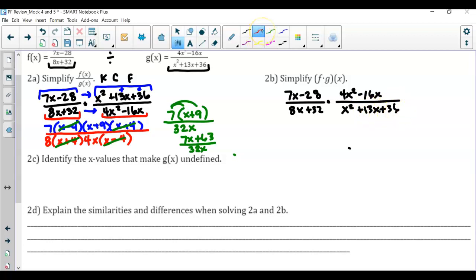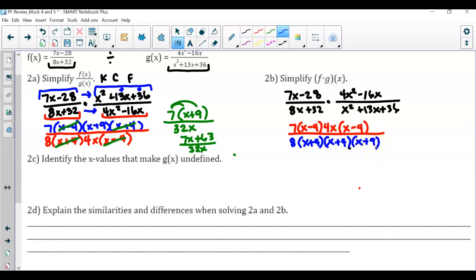Then just like before, we're going to factor. Now keep in mind, we've already factored. However, we have 7 times x minus 4, but now we have 4x in our numerator and then x minus 4. In the denominator, you still have 8 times x plus 4 from that first binomial. But now we have the trinomial still in the denominator. So here I've got x plus 4 times x plus 9.